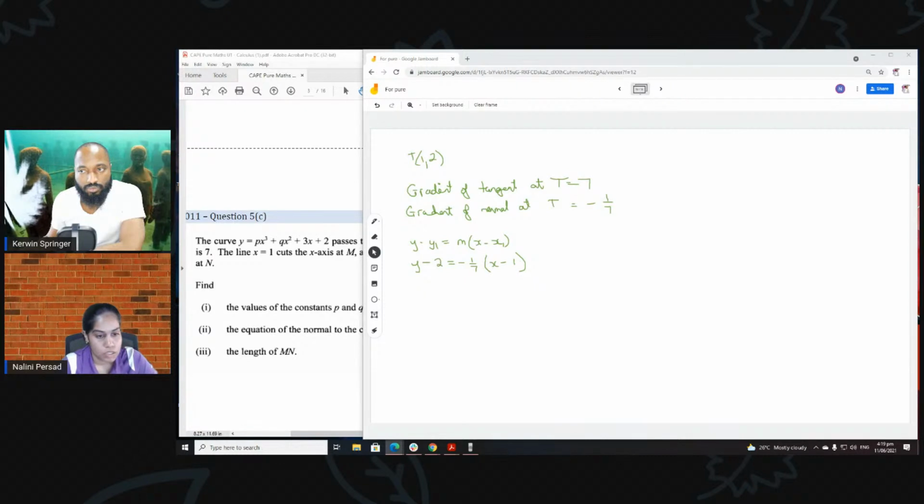Right? So we're going to expand our brackets on this side. So y minus 2 equals -1/7x. A negative by negative will give you +1/7. And then let's just put it into the form y = mx + c. So let's put the -2 on this side. So y equals -1/7x plus 1/7 plus 2. So 1/7 plus 2 is the same thing as 15/7.